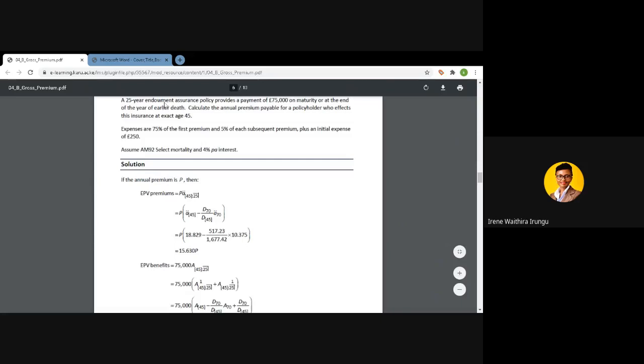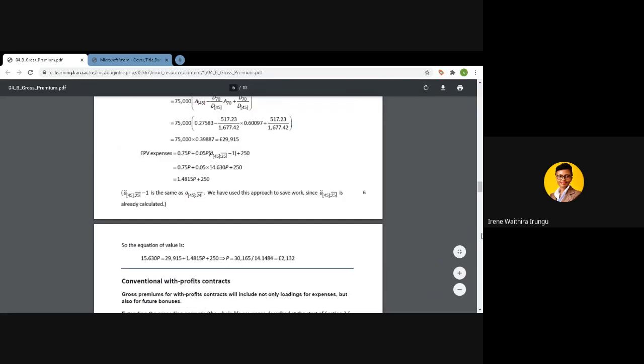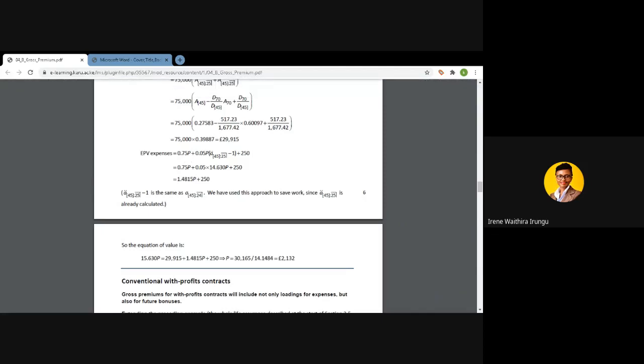So we had expenses are 75% of the first premium and 5% of the subsequent premium plus an initial expense of 250. So it means that our EPV of the expenses will be the 75% of P. So it will not have any annuity attachment to it because it is only payable once. And then we have 5% of the premium.